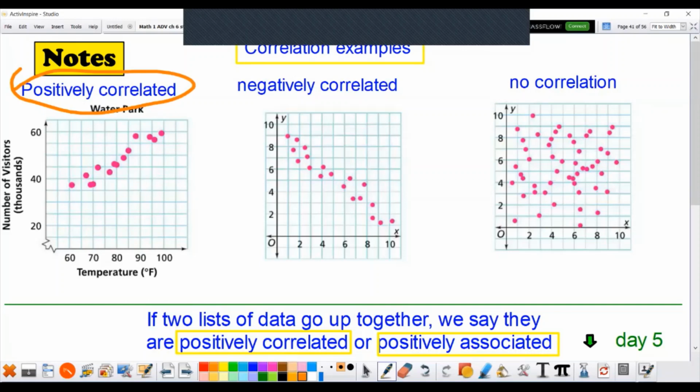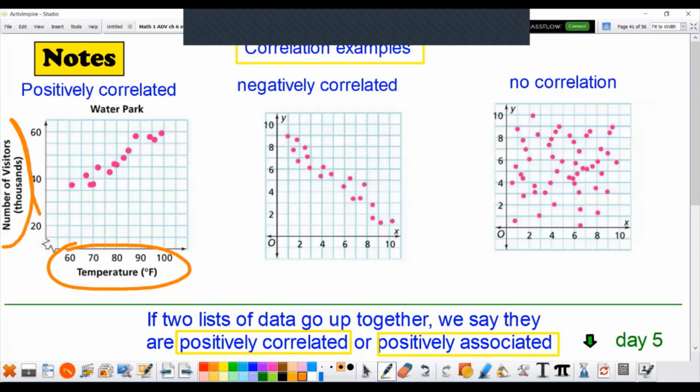Positively correlated. Okay, so this is a graph of people going to the water park. And here is the temperatures, and here's the number of visitors that went. When the temperature was cold, here's the amount of visitors, and you look over to the side, it's like 40. Actually, it's in thousands. But as the temperature goes up, what do you notice about the dots? Well, they seem to go up also. So as the temperature increases, so does the amount of people that go to the water park. We say this is positively correlated.